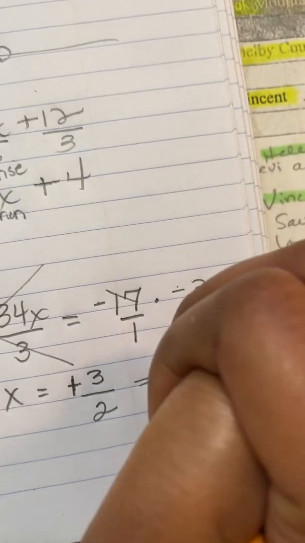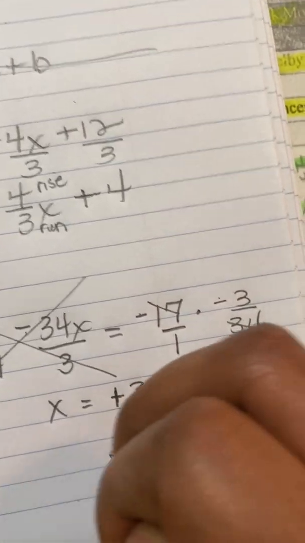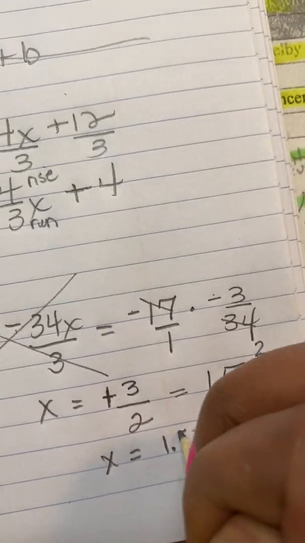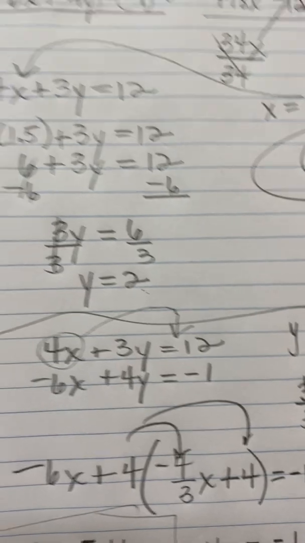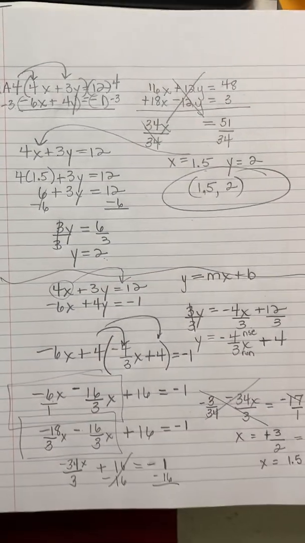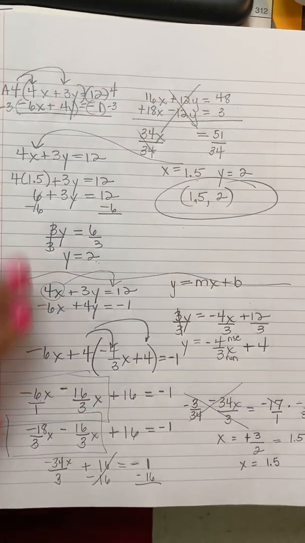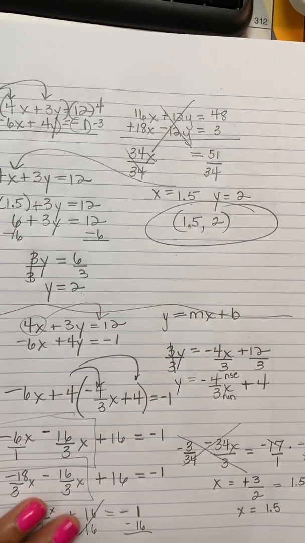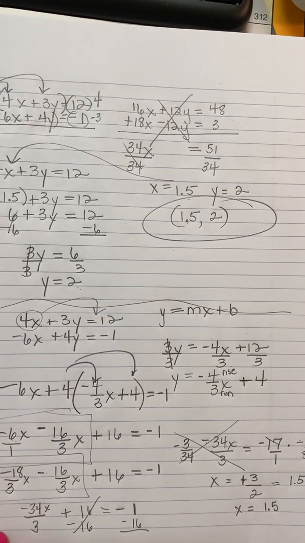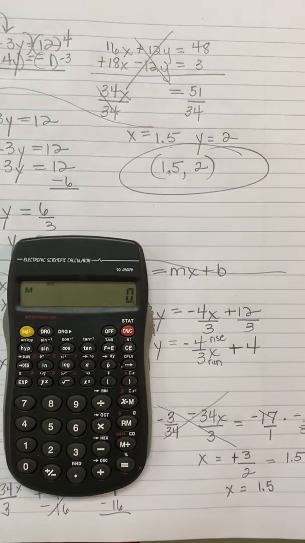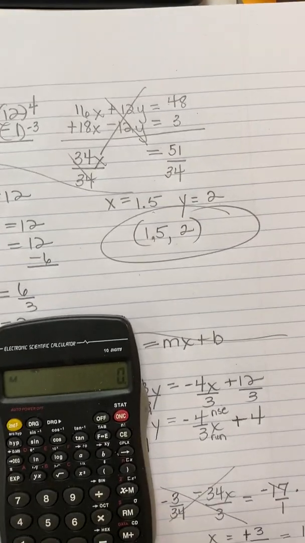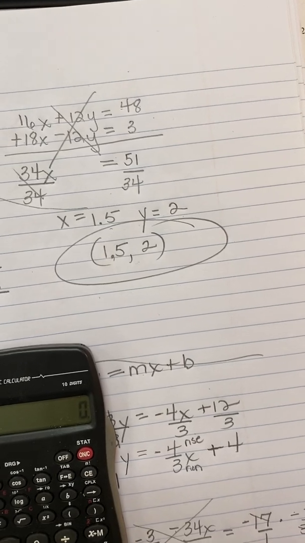So this method does take a little bit of time, but whatever you decide is fine with me. If you enjoy the elimination method, and you say, Ms. Thomas, the elimination method was a whole lot easier than the substitution method, then go with that. Because I just want to know what the point of intersection is.